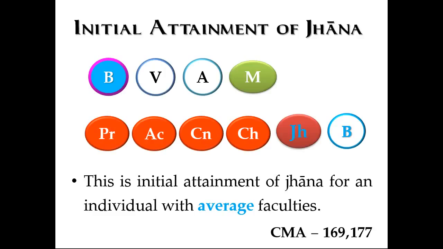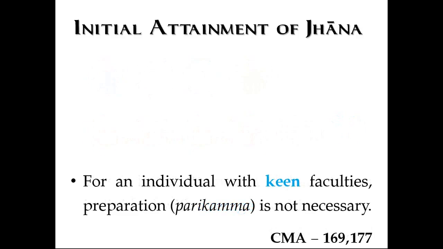So here: preparation, access, conformity, and change of lineage. This is for an individual with average faculties, right? Then for keen faculties, there is no preparation. So for the very intelligent one, no need to prepare. If you are intelligent, no need to prepare a lot. Some teachers are very intelligent, no need to prepare, just come and talk, right? As an average teacher, you have to make a lot of preparation, right?